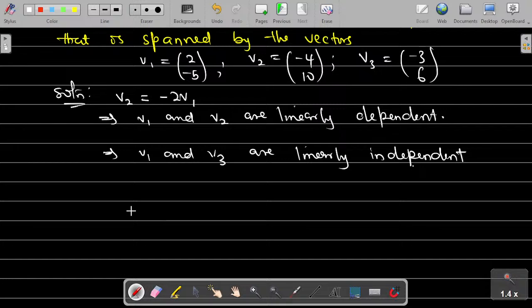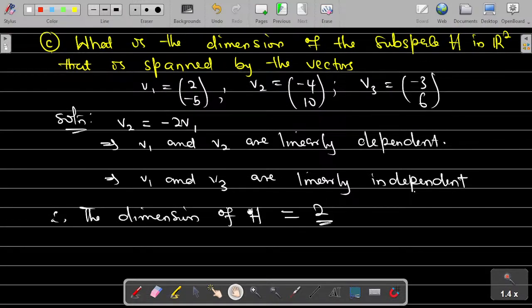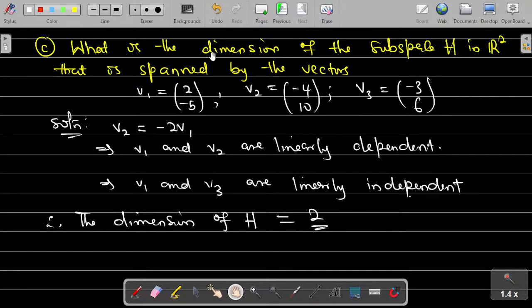So we can therefore conclude that the dimension of H is equal to 2. That's just it, because of all the vectors of H that we have, only 2 of them are linearly independent. Now he says, what is the dimension of the subspace that is spanned by these vectors?